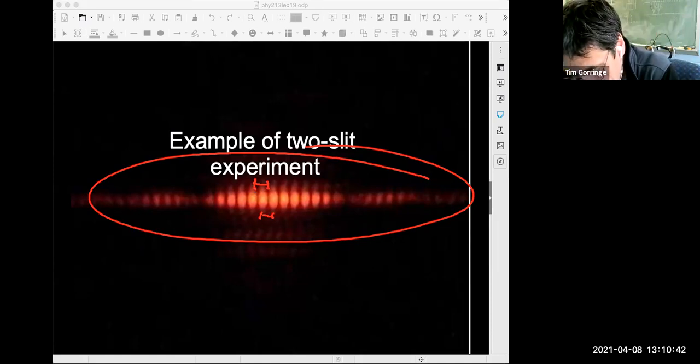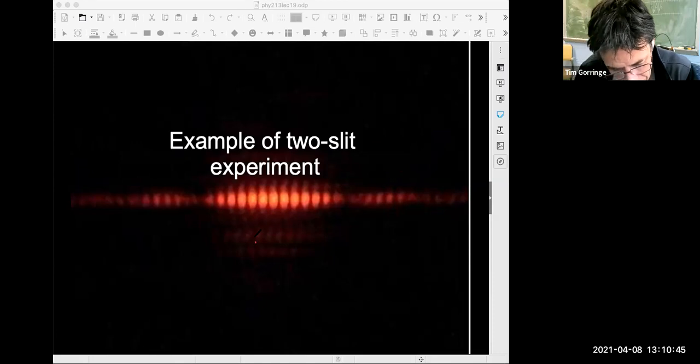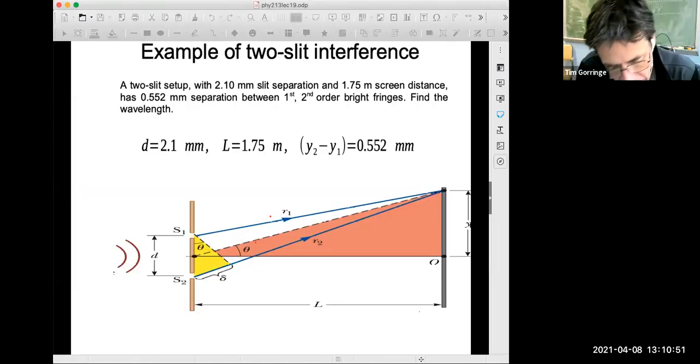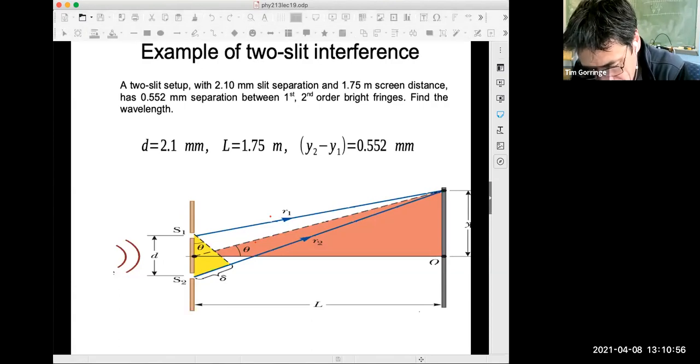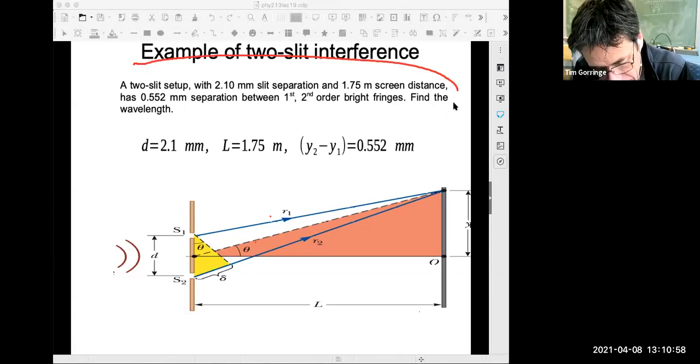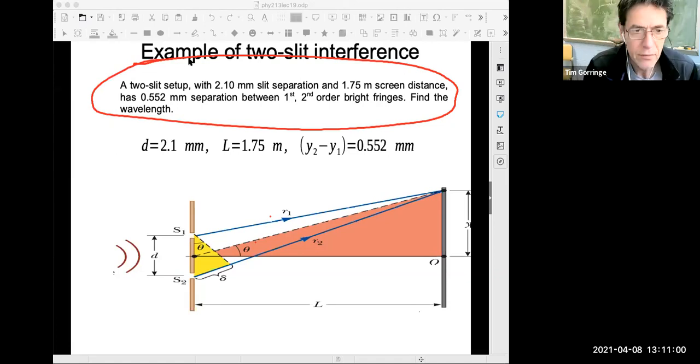So I want to look at an example calculation of this, if I can. Okay, so in this example, our two-slit experiment is described. So we're told that the slit separation is 2.1 millimeters. We're told that the screen distance is 1.75 meters.